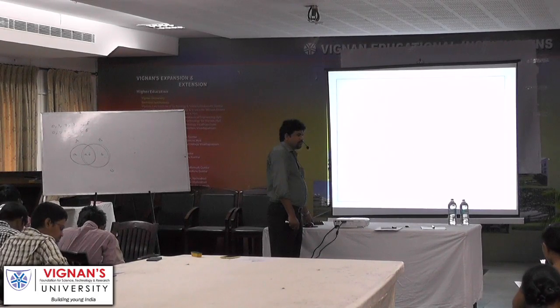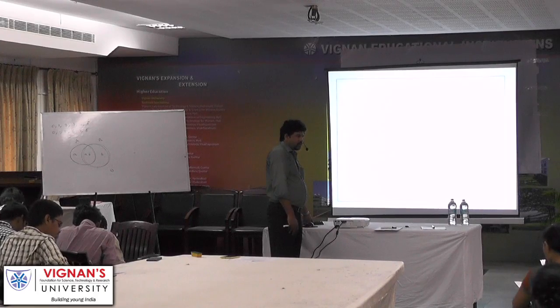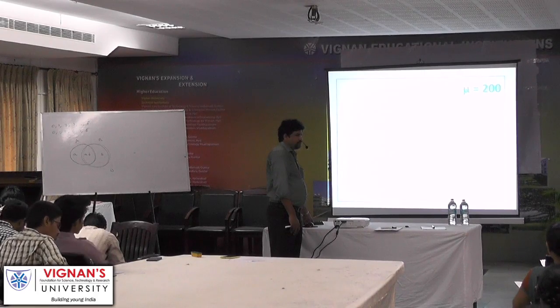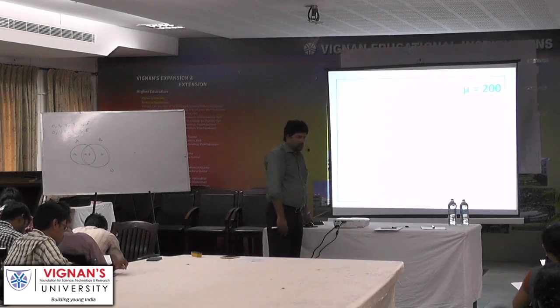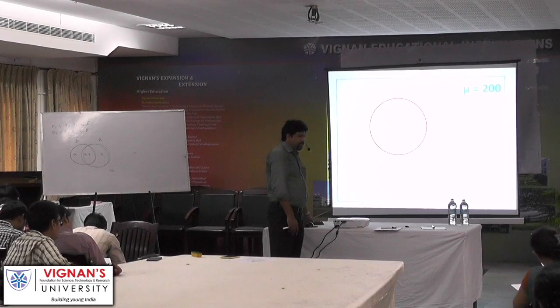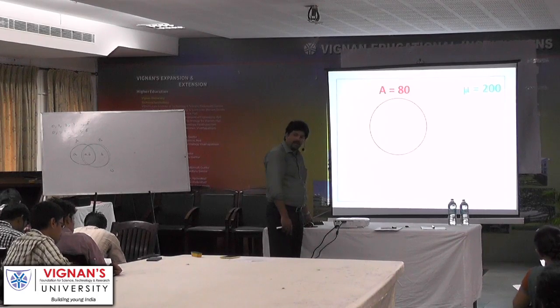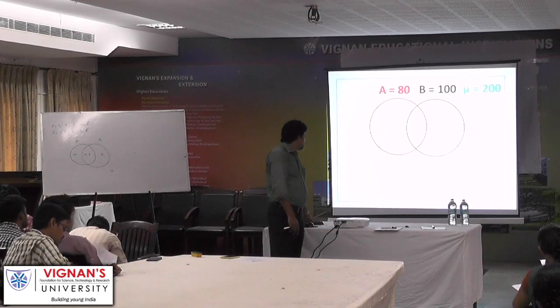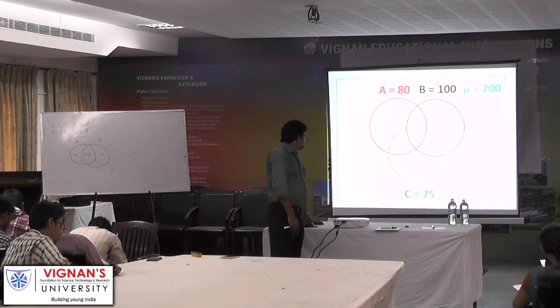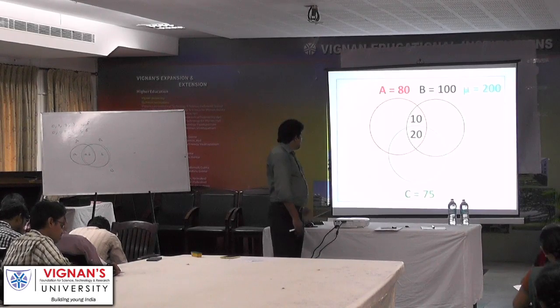This is the entire set that we are talking about, right? Sample space otherwise. 200. How many we surveyed? 200. That is the entire 200. Out of this 200, there are different types of papers. How many read A? How many read B? 100. How many read C? 75. Now 20 read all 3, and 30 read A and B.